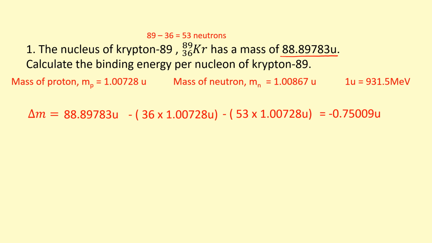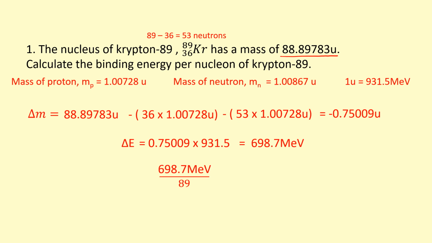Okay, now I need to turn that into an energy. I'm just going to use the fact that 1 U corresponds to 931.5 mega electron volts, and that gives me the binding energy. So that's how much energy would be required to separate this krypton 89 nucleus into its individual nucleons. But what we want is a binding energy per nucleon, so we're going to have to divide by 89. Okay, so we take that, divide by 89, and that gives us 7.85 mega electron volts per nucleon.